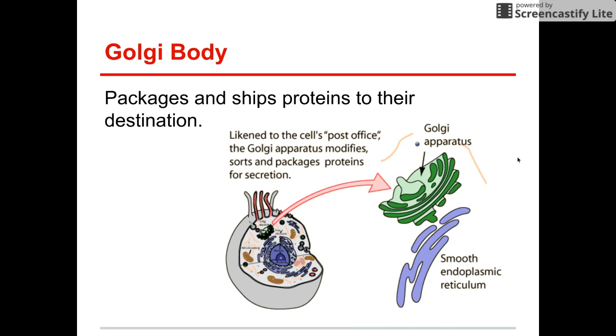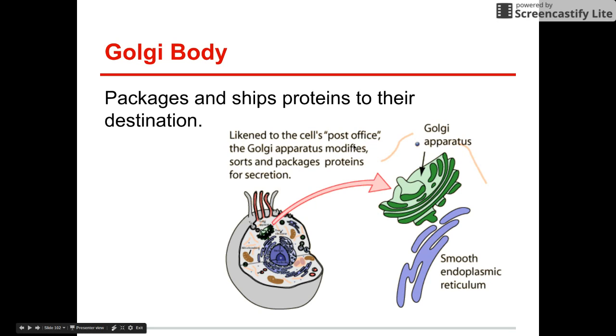Okay, Golgi body. This is the next stop for proteins after they leave the ER. Golgi body's job is to tell the proteins where they need to go now that they've been processed and they're fully ready to be used. It packages and ships them to their destination, so it tells them where to go. So you can see after we leave the smooth ER, which would be right here, we have the Golgi body. The ER is always right around the nucleus. The Golgi body is outside of that.